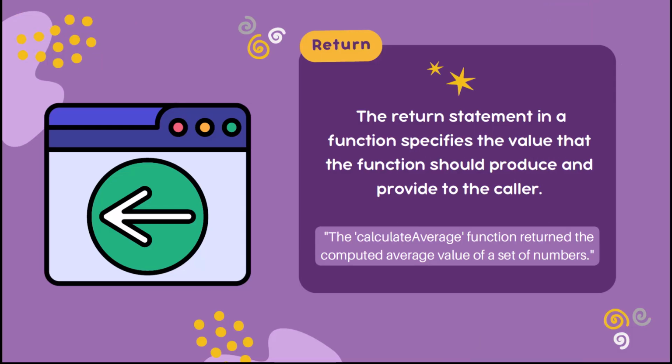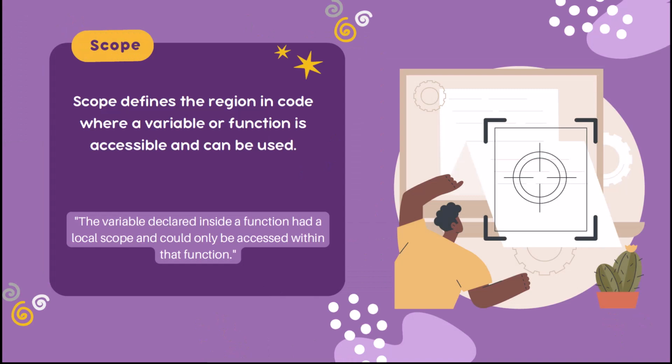Return. The return statement in a function specifies the value that the function should produce and provide to the caller. Example: the calculate average function returned the computed average value of a set of numbers. Scope. Scope defines the region in code where a variable or function is accessible and can be used. Example: the variable declared inside a function had a local scope and could only be accessed within that function.